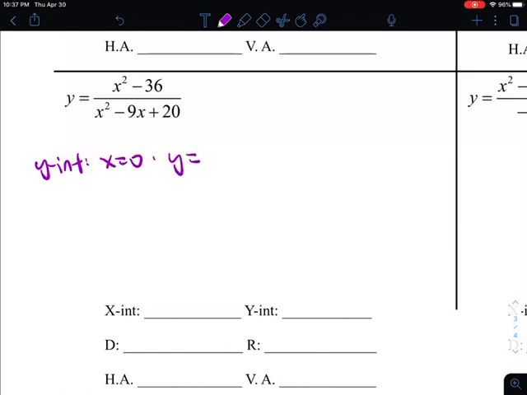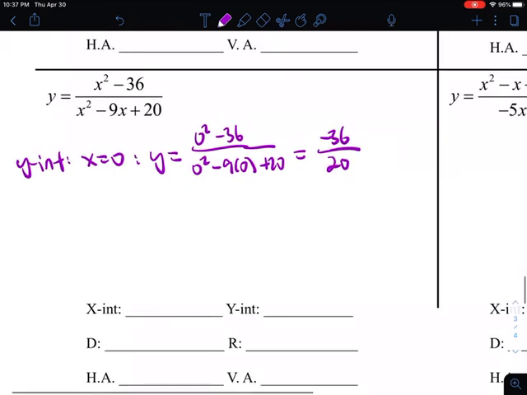So let's say x equal to 0. So I get y is equal to 0 squared minus 36 over 0 squared minus 9 times 0 plus 20. And then you'll notice I get negative 36 on top and then 20 on the bottom. Okay, so this is going to be a fraction, but you can use a calculator to find what that is. That's going to be negative 1.8. So 0, comma negative 1.8.